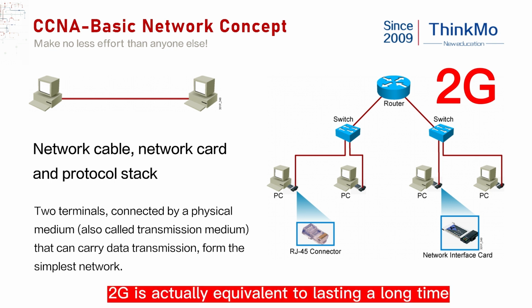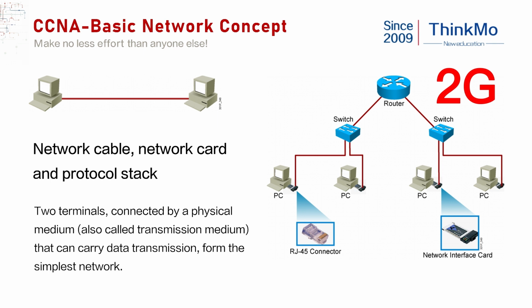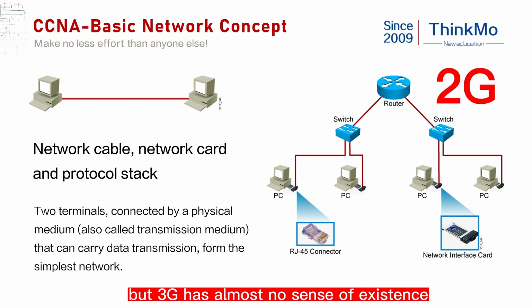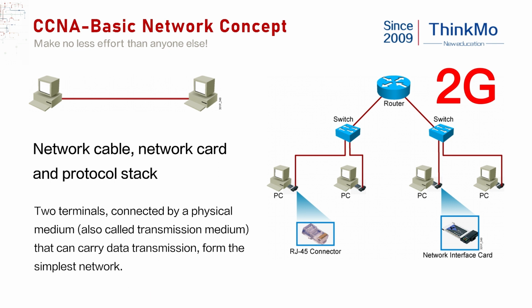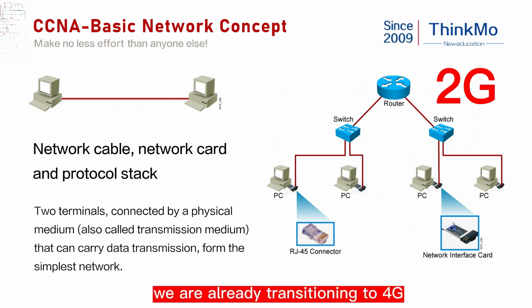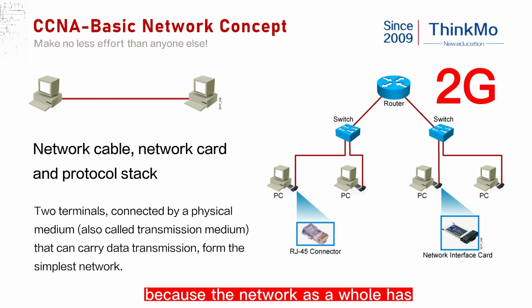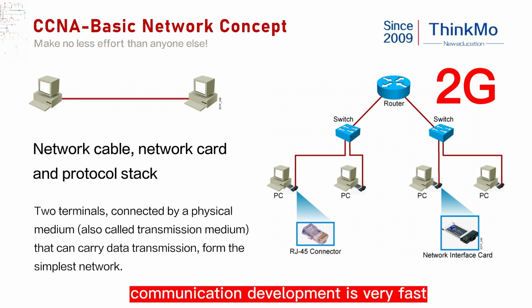2G is actually equivalent to lasting a long time. 3G later, but 3G has almost no sense of existence. We are already transitioning to 4G, because the network as a whole, communication development, is very fast.